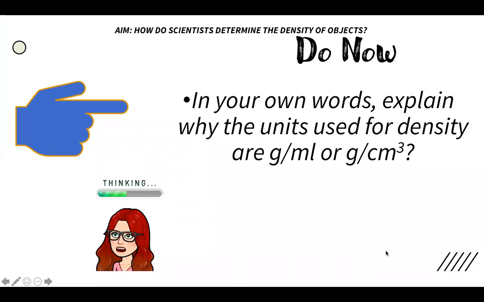So today's do now. In your own words, describe or explain why the units used for density are grams per milliliter or grams per centimeter cubed. Take a moment to write out your do now, and then we will talk about it.